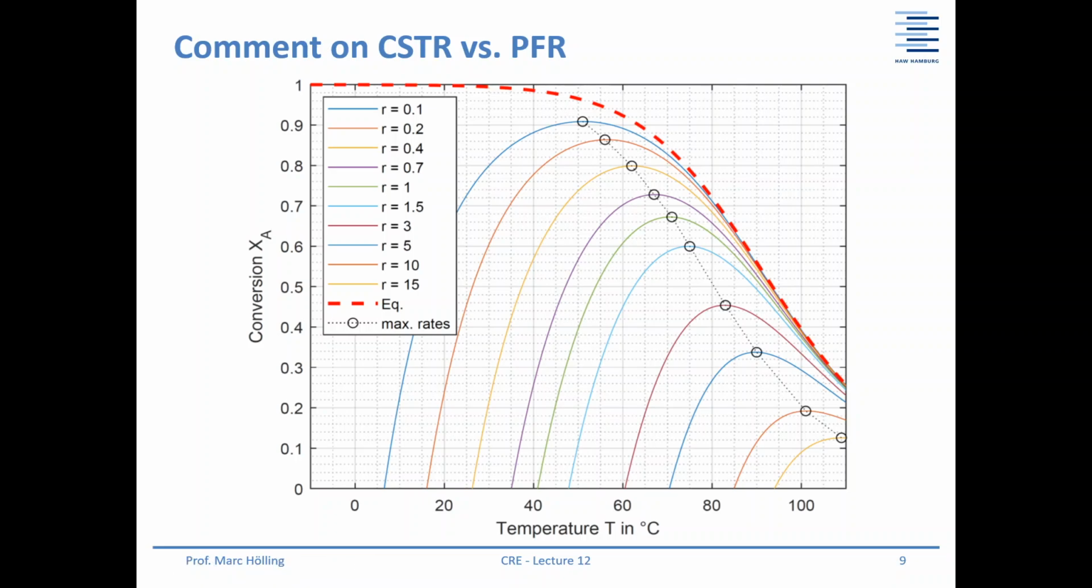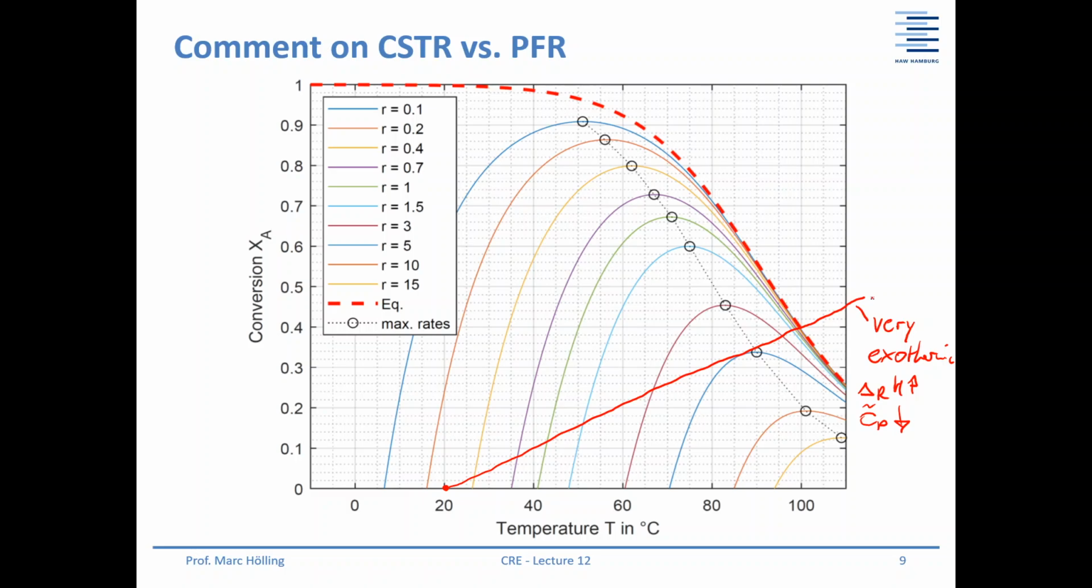Let's assume we start with 0 degrees, or let's say 20, and we have a slope like this. So what does it mean if we have a slope like this? This is the temperature increase with respect to your conversion. So this means you have a very exothermic reaction, so this means that your reaction rate is rather high or that your CP is rather low. Then it looks like this.